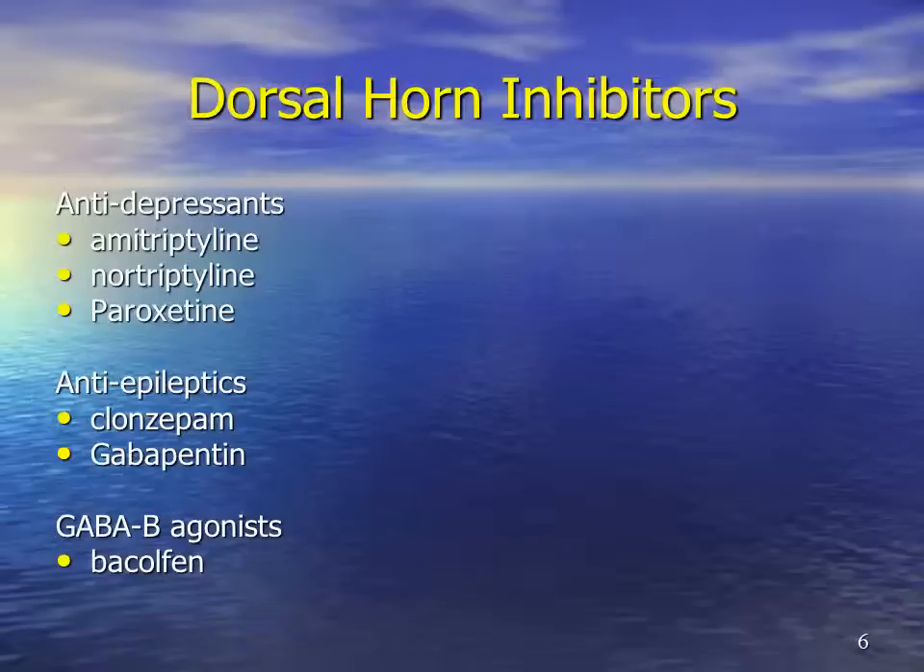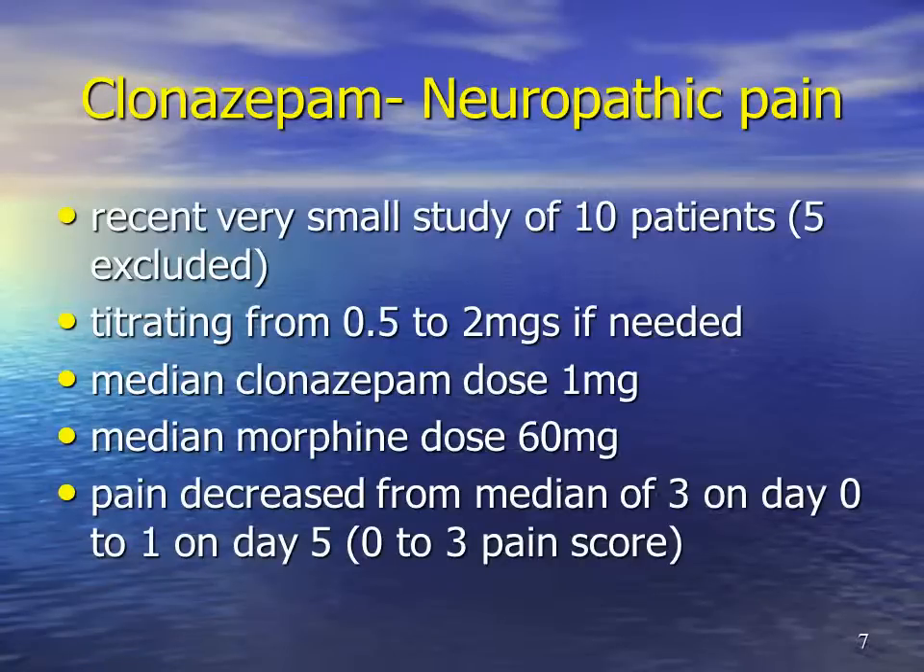And dorsal horn inhibitors, so these are the antidepressants. Talked about gabapentin, clonazepam. Clonazepam, actually, I think next week we talk a bit more about, or there's a trial with clonazepam. Baclofen may be a useful drug. Oh, here we go, clonazepam, it's here again.